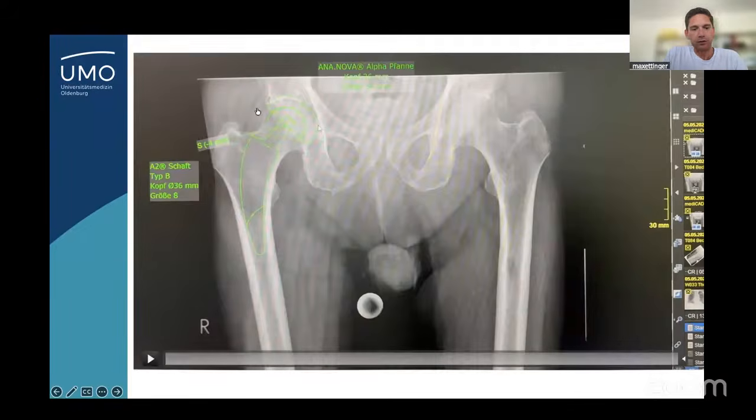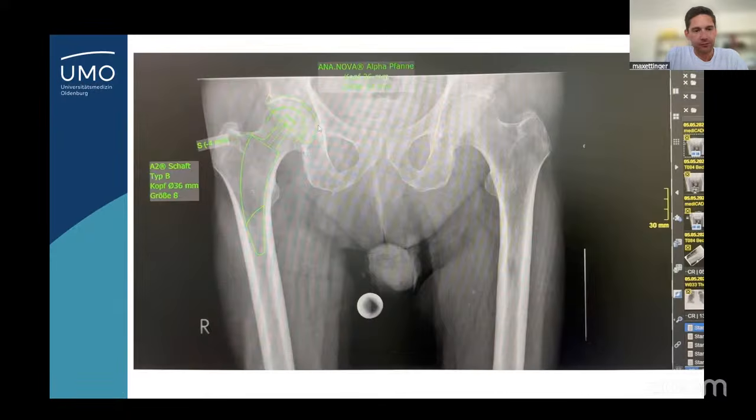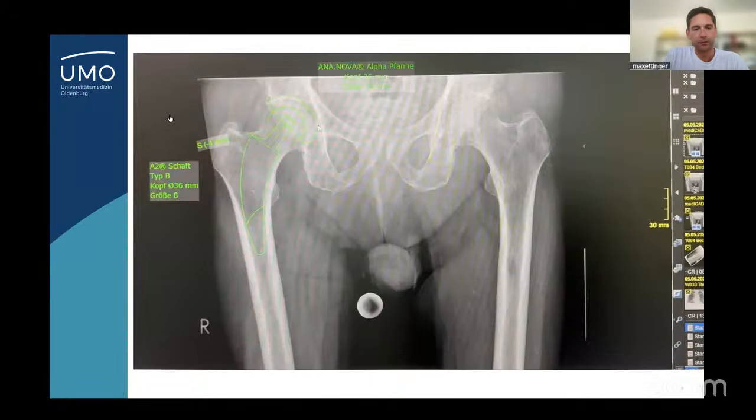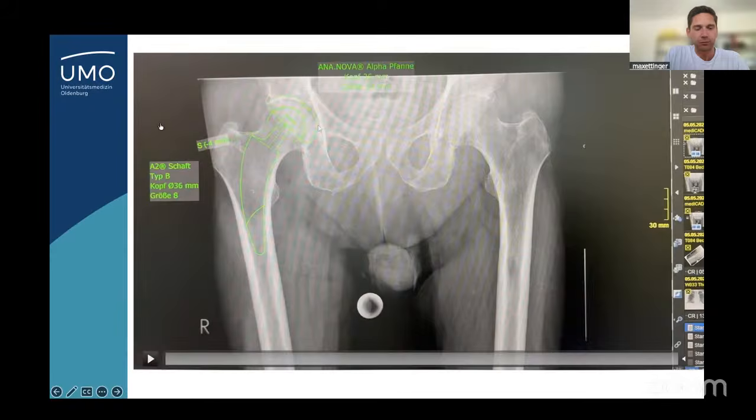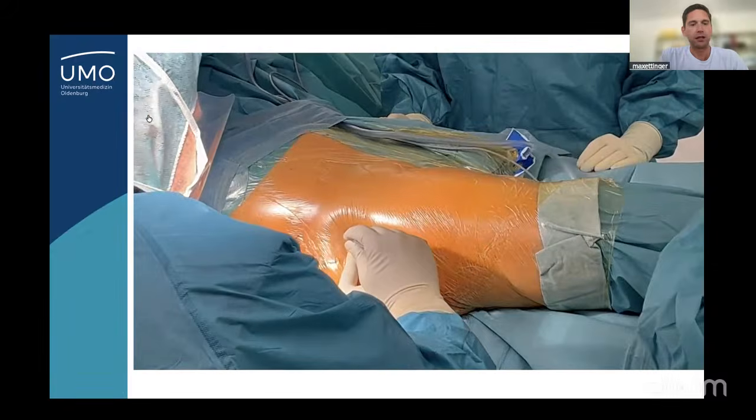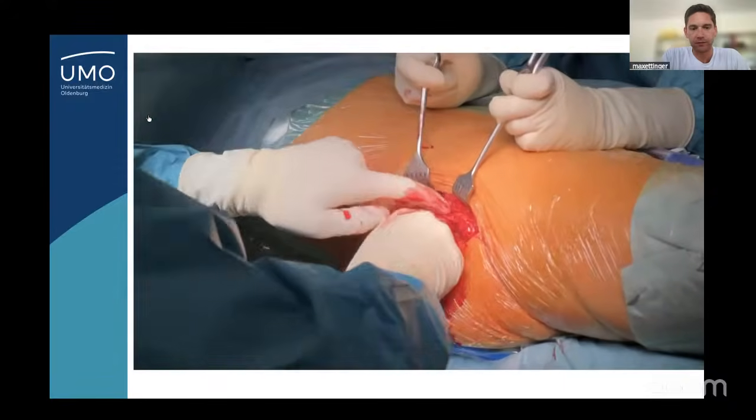So what we do is we define our CPAH type prior to the operation and then do a digital templating as you see here. We have three different stem types available to catch most of the CPAH anatomies. In this case, it's the anatomic short stem that you saw a couple of minutes ago already. So we do the digital templating and the cup positioning. In this case, I used a minimally invasive anterolateral approach.